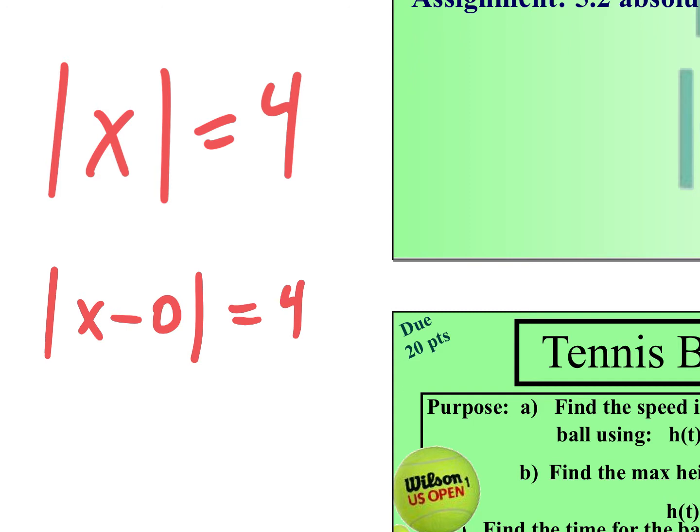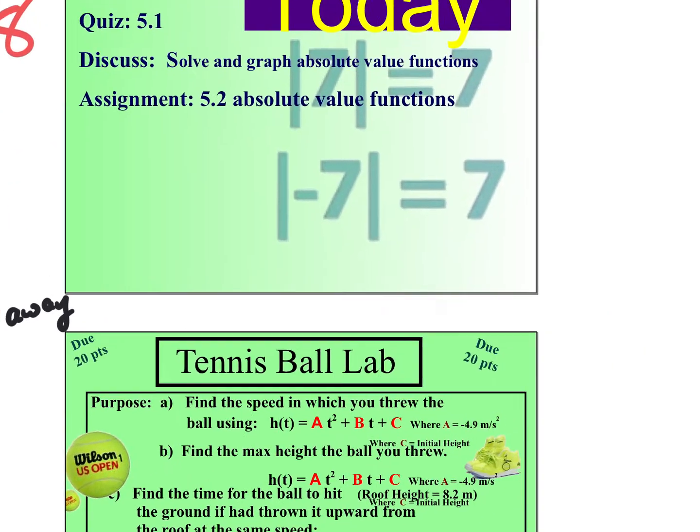Okay. Now, what are the two answers? Positive and negative 4. So the question in terms of distance is, what are the things that are 4 away from 0? Does that make sense to you? It's what are the things that are 4 away from 0? And they are 4 and negative 4. Okay.